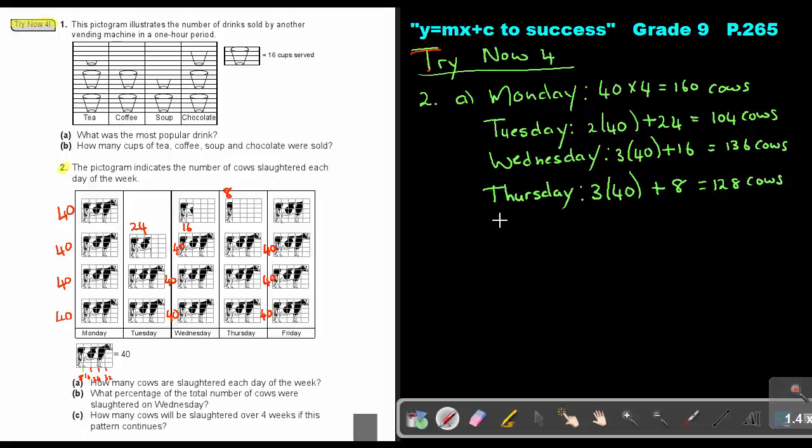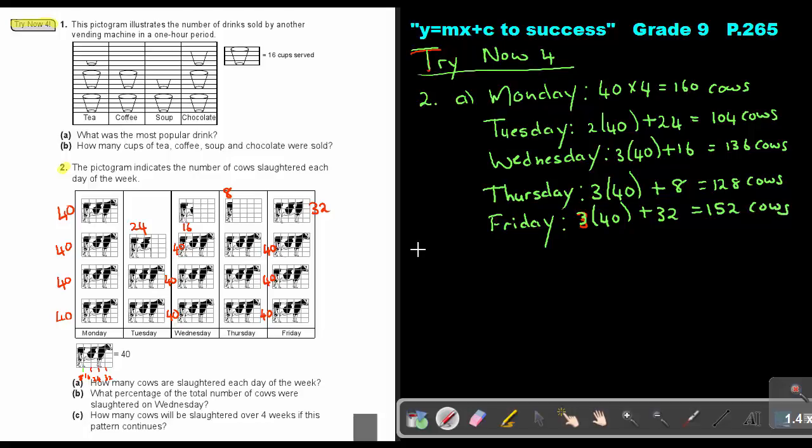And then on Friday, this one is 1, 2, 3, 4. Remember, 4 was 32, so this one is 32. So it's going to be, again, 3 times the 40 plus the 32, and that's going to be 152 cows.